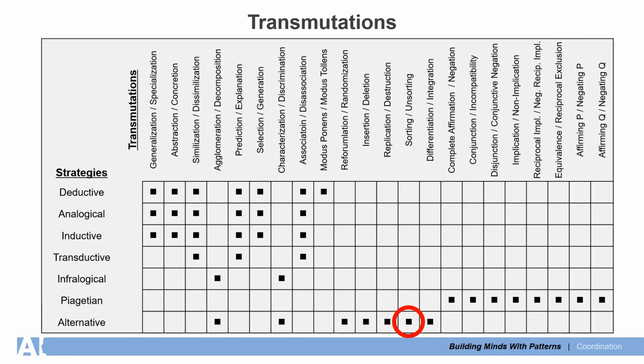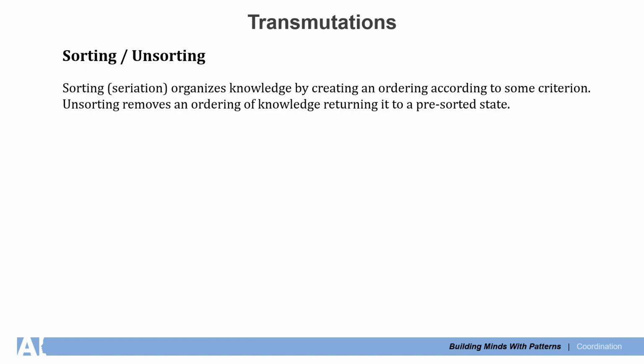Sorting and unsorting are done alternatively. Sorting, or seriation, organizes knowledge by creating an ordering according to some criterion. Unsorting removes an ordering of knowledge, returning it to a pre-sorted state.